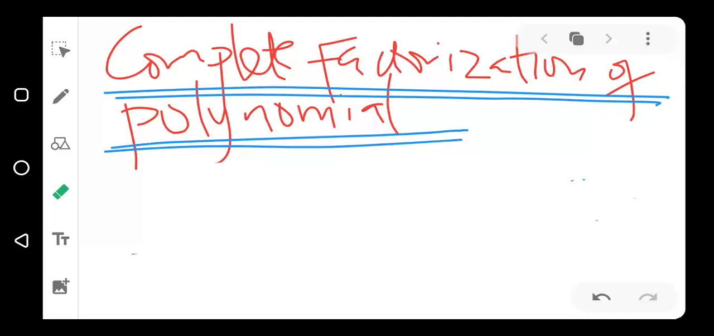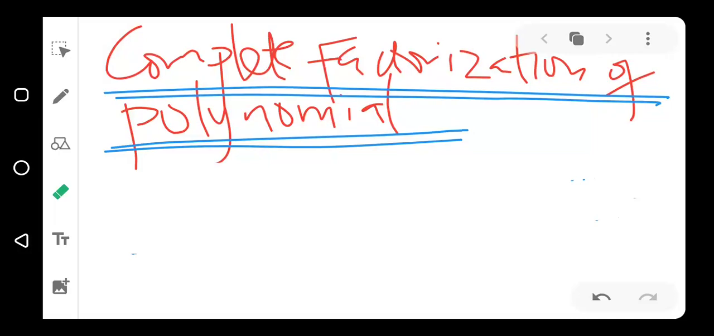In today's further mathematics class, we are going to look at complete factorization of polynomial. In complete factorization of polynomial, we try to factorize completely a polynomial. That is to get all the factors or all the roots of a polynomial.